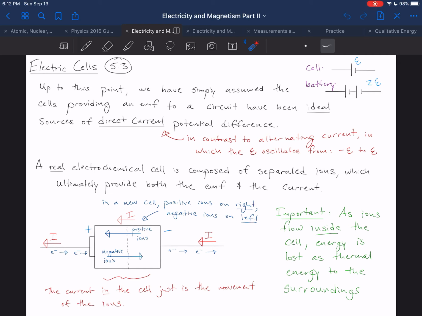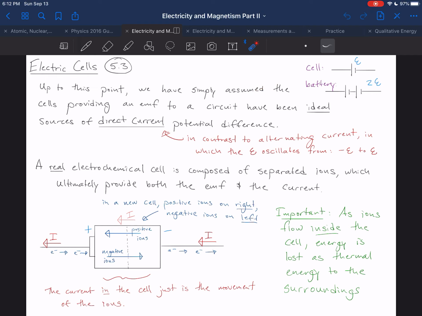DC current, I should note, is in contrast to alternating current, AC current, in which the EMF is oscillating from negative to positive. So AC current oscillates back and forth. We'll discuss this more in the HL topic 11. For the core material, we're still focusing on DC circuits.